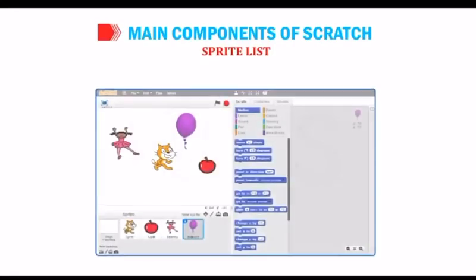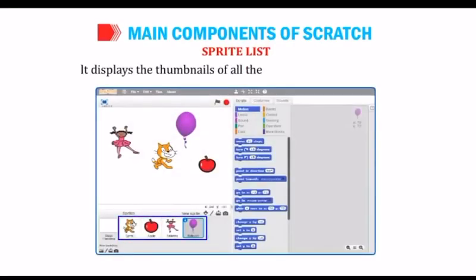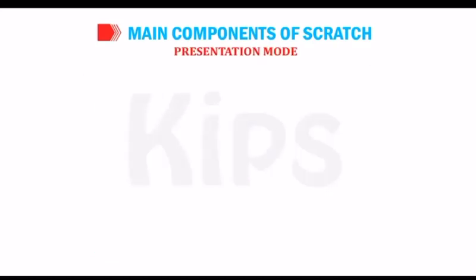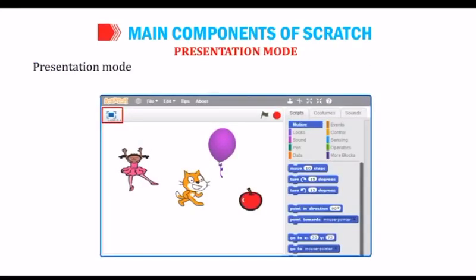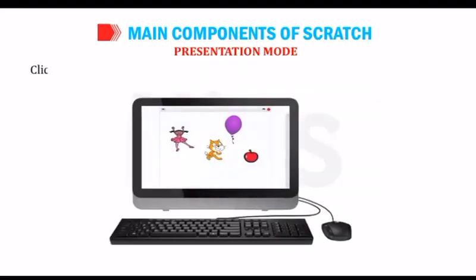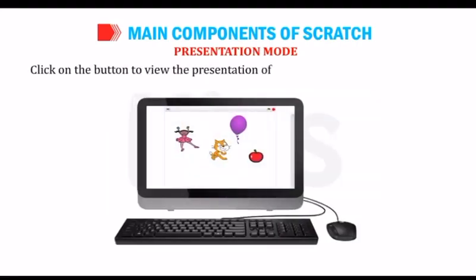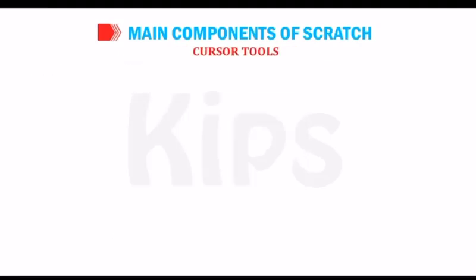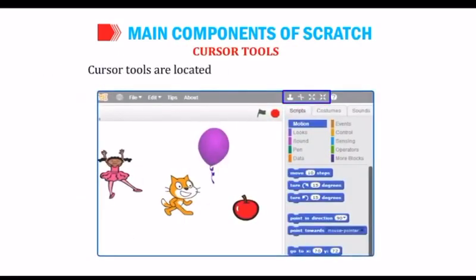Sprite list. It displays the thumbnails of all the sprites used in a project. Presentation mode. Presentation mode or view full screen mode button is located at the top left corner of the stage. Click on the button to view the presentation of your project in full screen mode. Cursor tools. Cursor tools are located at the top of the Scratch window. It provides 4 tools to perform different operations on sprites.